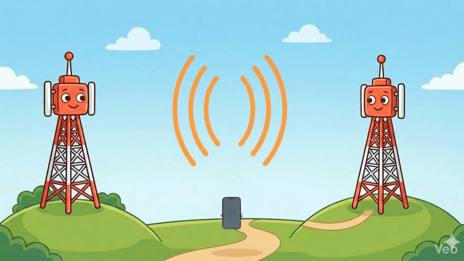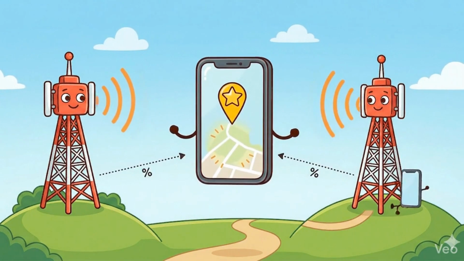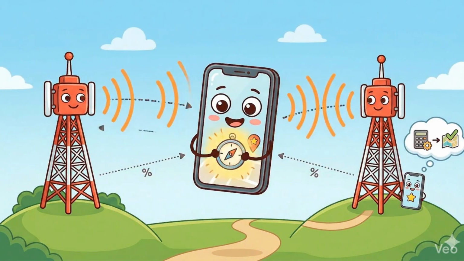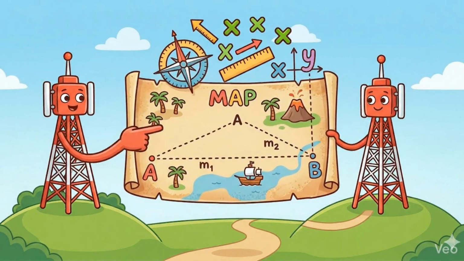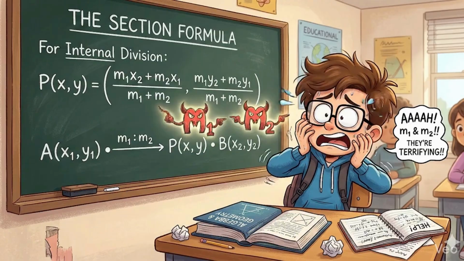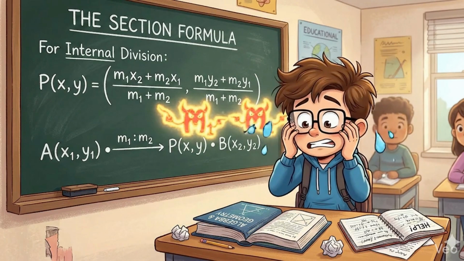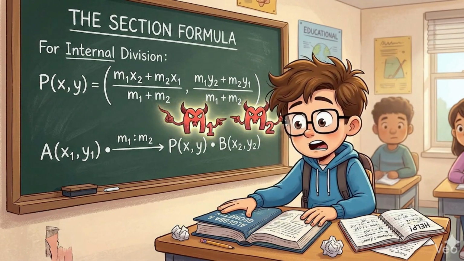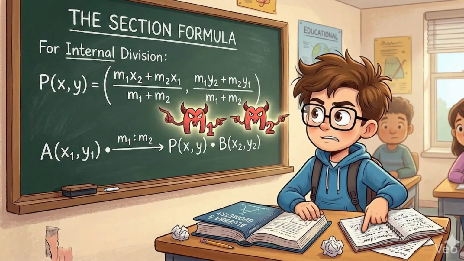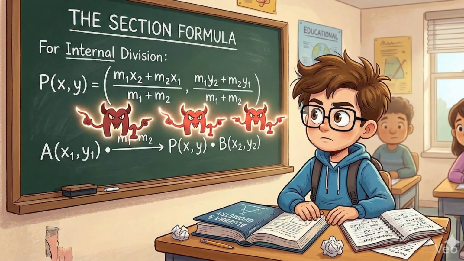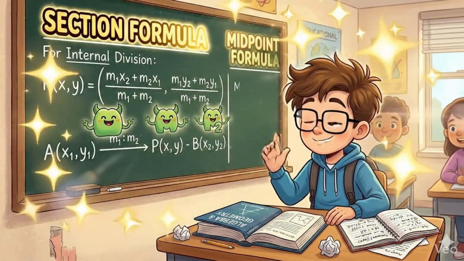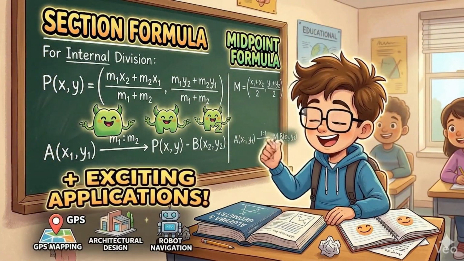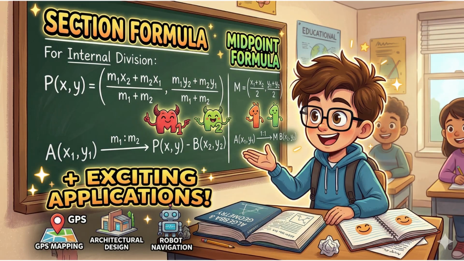How does your phone know exactly where you are between two cell towers? It's not magic. Today I'm going to show you how to find any point on a map without ever leaving your desk. It's the section formula. Don't let the M1 and M2 scare you. They're terrifying. By the end of this video, you will be able to split any line segment in your head, even the hot questions that usually trip everyone up.